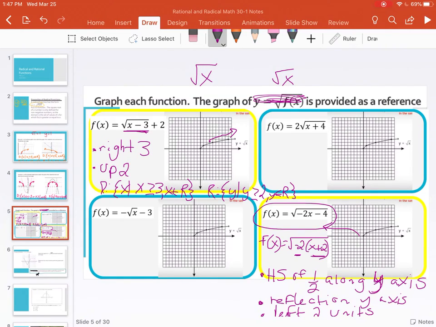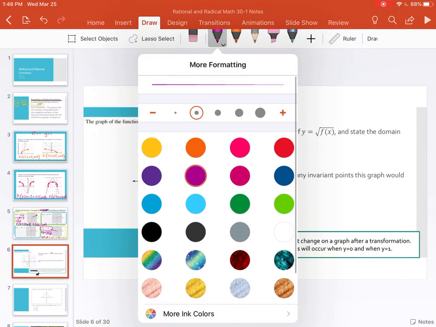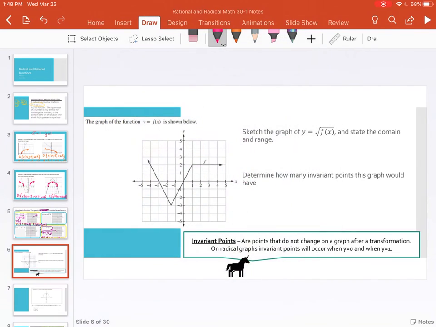Something along those lines. All right, so we're going to finish off with a couple diploma questions. It says, sketch the graph of y equals root f of x. So the original function is drawn for you, and we're going to sketch the graph of the square root of that function. So I like to always start with those invariant points, where y equals 0 and where y equals 1.